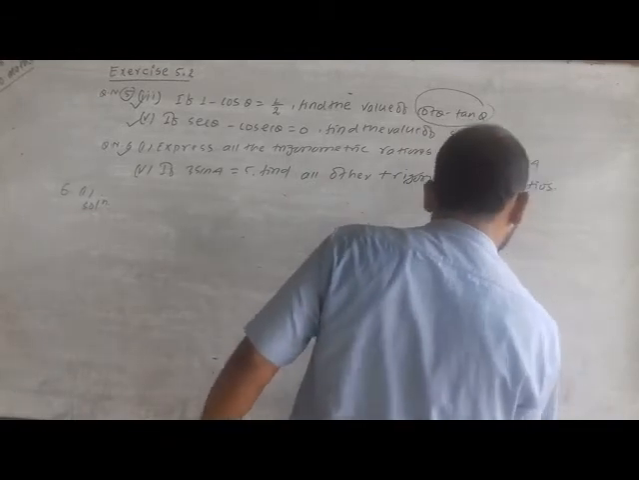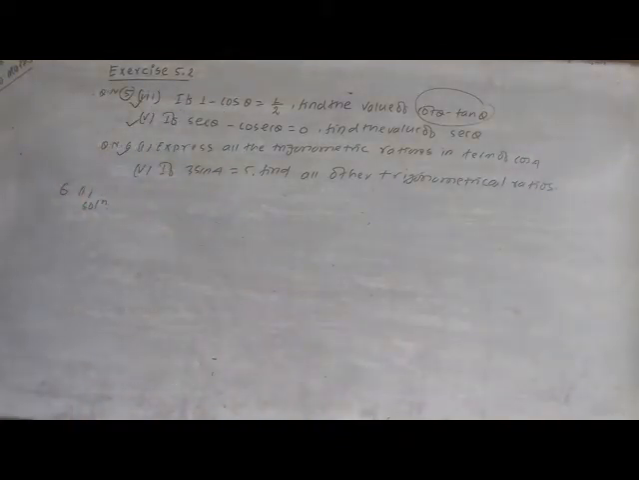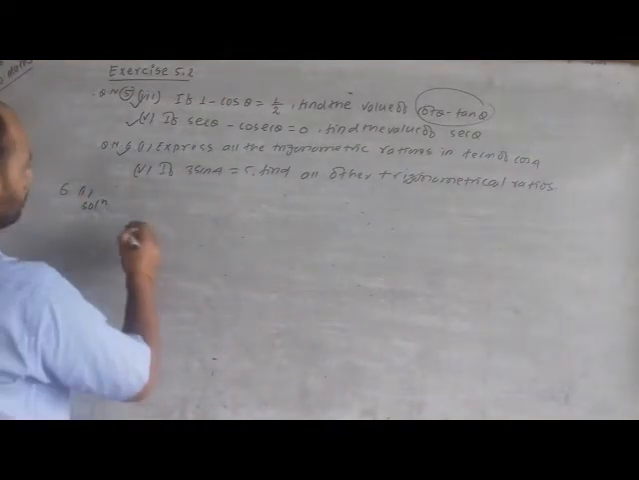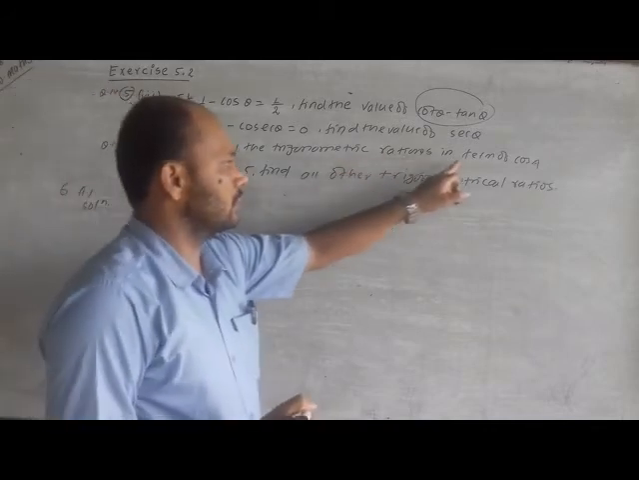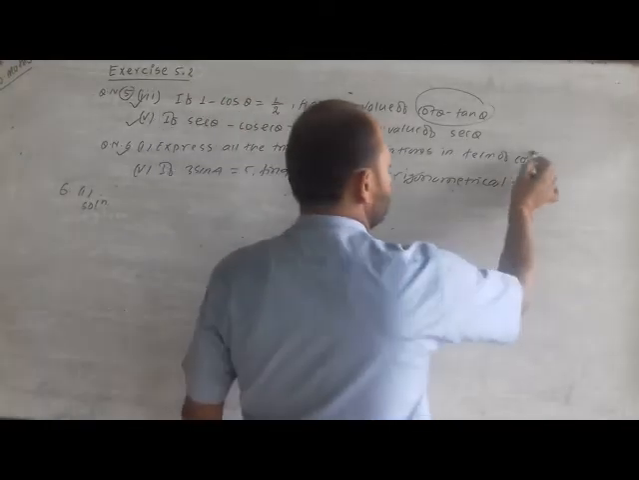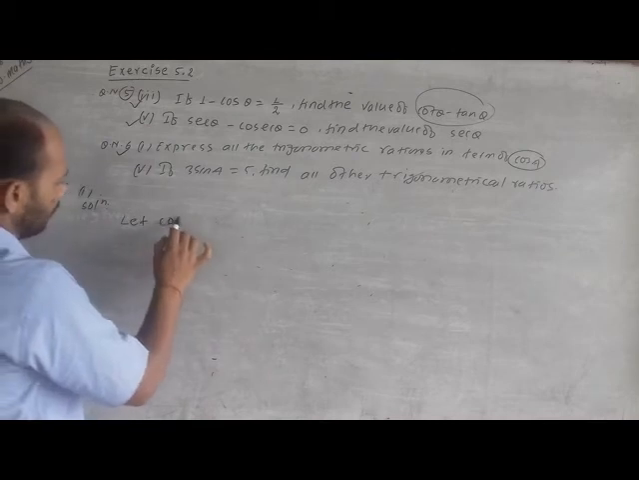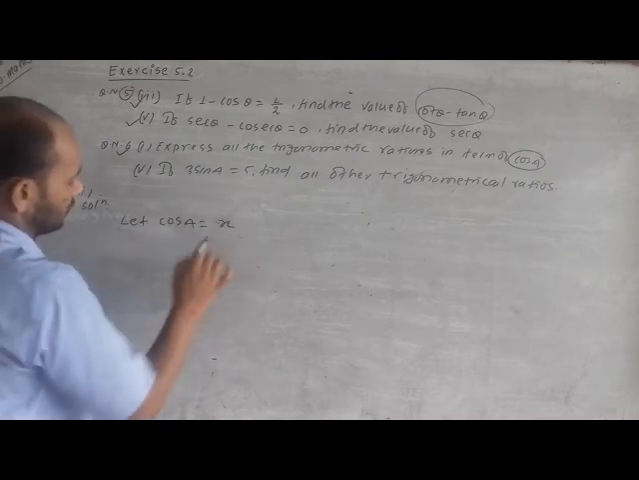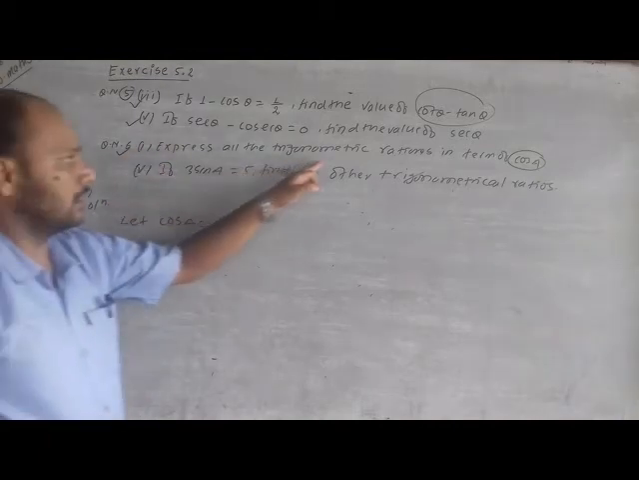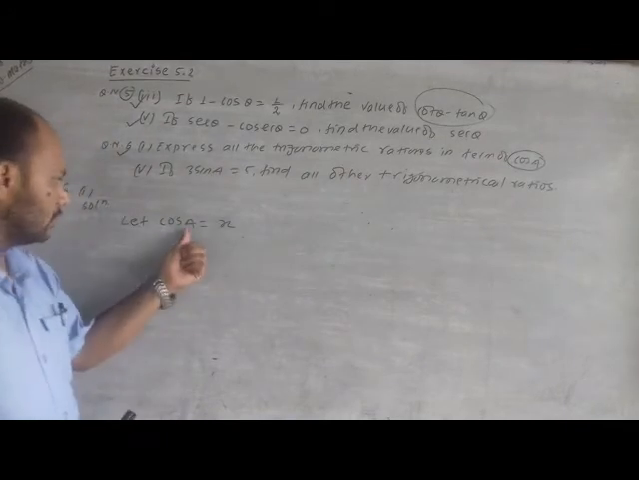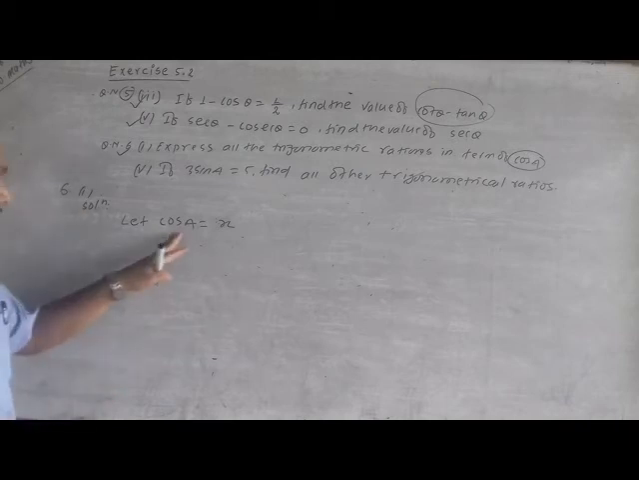Generally these types of questions are asked in group D for 5 marks. And see here, I am going to solve this question. Your question says express all the trigonometric ratios in terms of cos A. In which term? Cos A. So you let cos A is equal to x. If your question says express all the trigonometric ratios in terms of sin A, then you let sin A is equal to x. So here your question says expressing cos A, so you let cos A is equal to x.